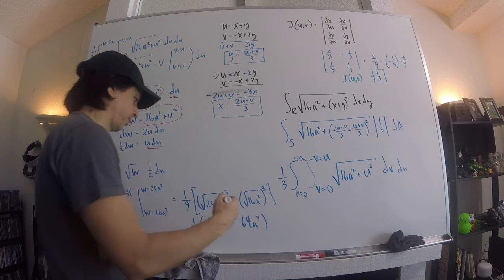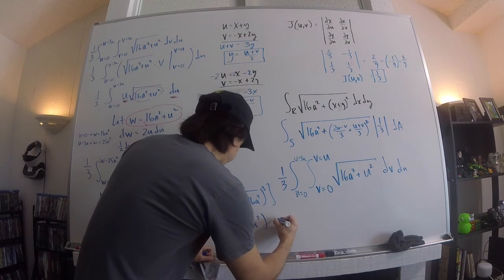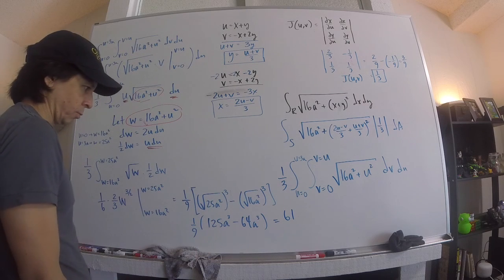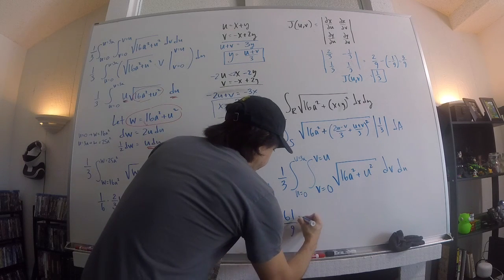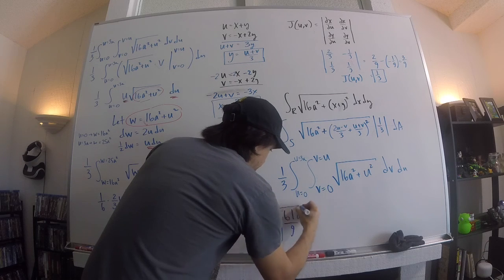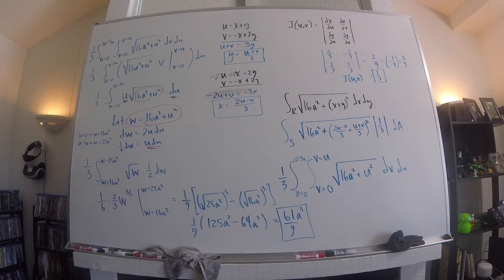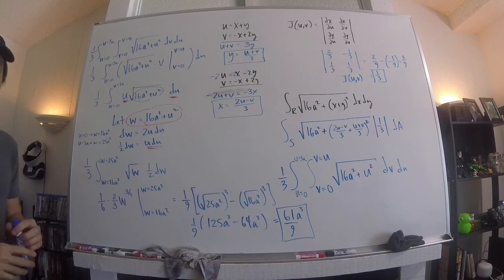61 over 9 a cubed. I believe that's what I had last time. So if I've done everything correctly, that's your answer, and I was careful this time, so I think I'm good. And I had the same answer as last time. Alright, I'm going to post this.